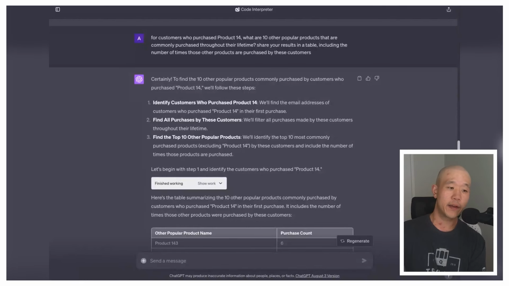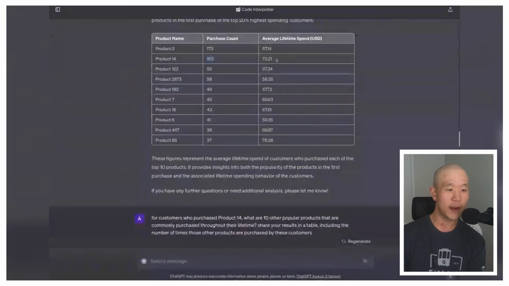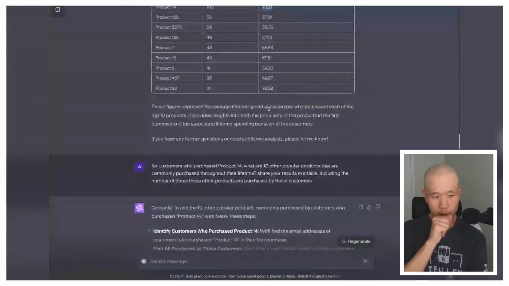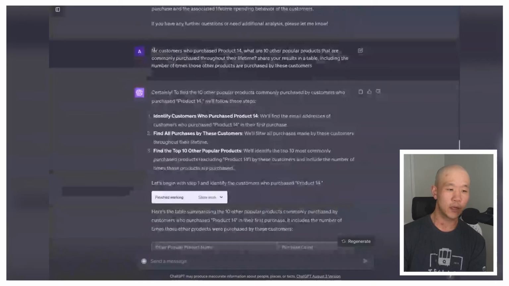So going back into Code Interpreter, we can do this analysis pretty quickly, at least way quicker than it used to take me dealing with sheets and numbers and all that stuff. Now I can just use words. In our dummy data here, I was a fan of product number 14. I like that it had a higher purchase count and a higher LTV. So what I can do is ask Code Interpreter for customers who purchased product 14.